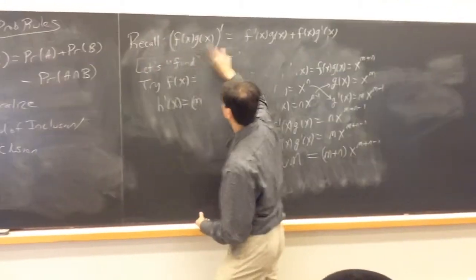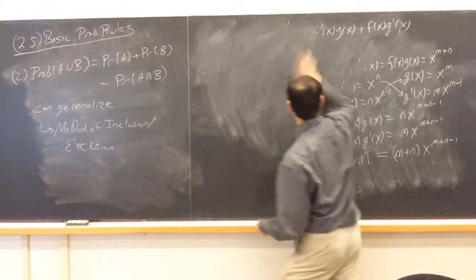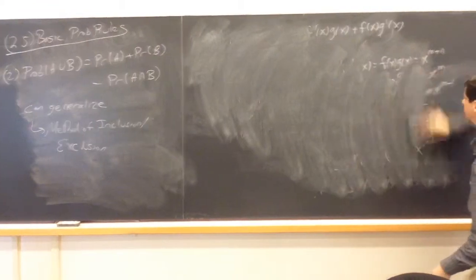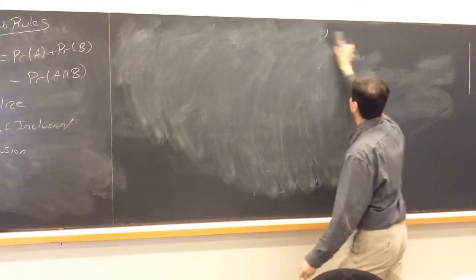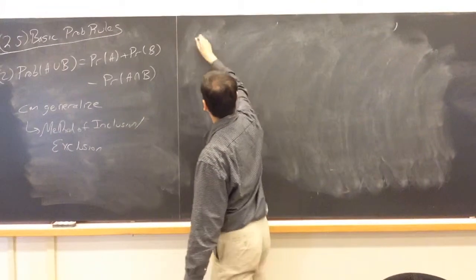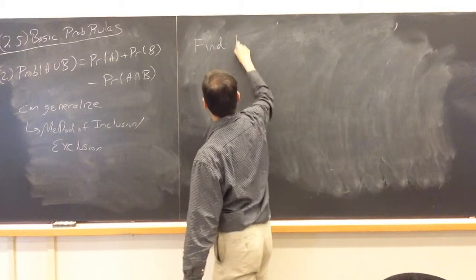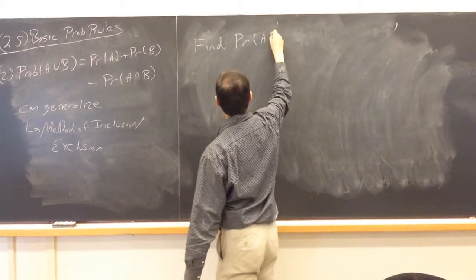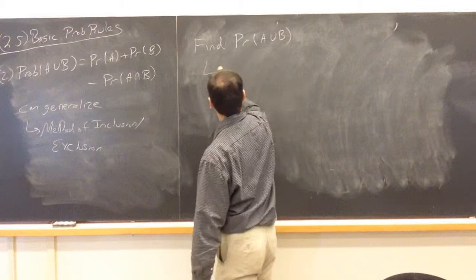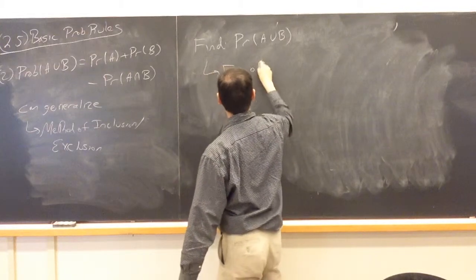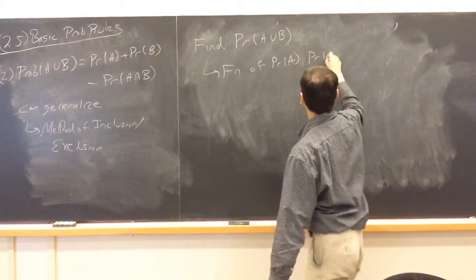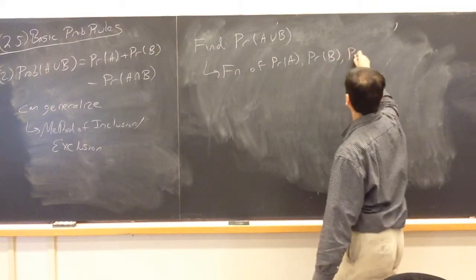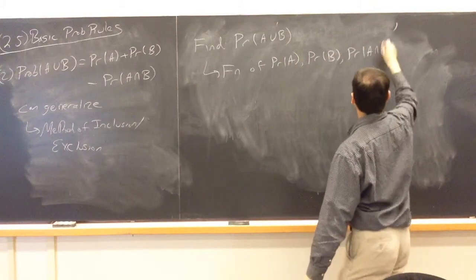All right. So we no longer care about this. This is calculus. Calculus is gone. We're just doing basic probability now. So we want to find the probability of A union B. It should be a function of the probability of A, the probability of B, and the probability of A intersect B.